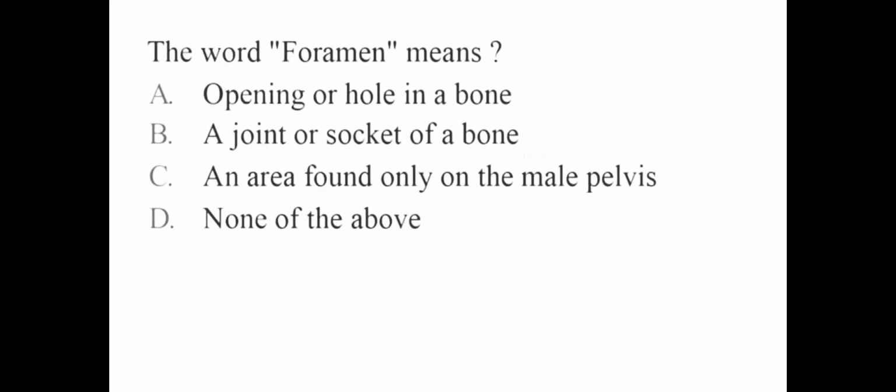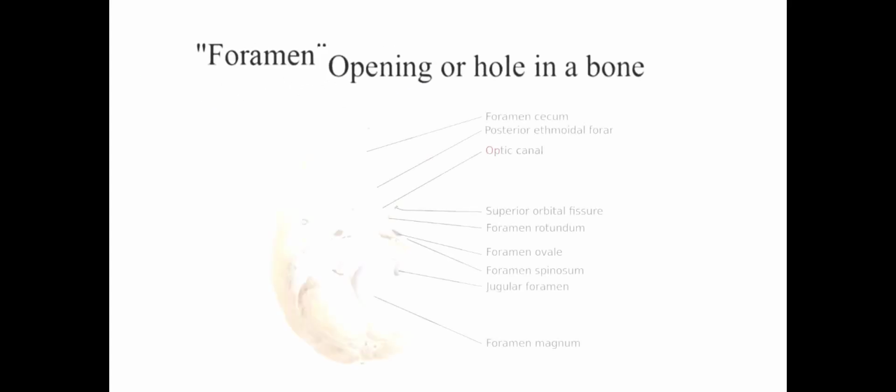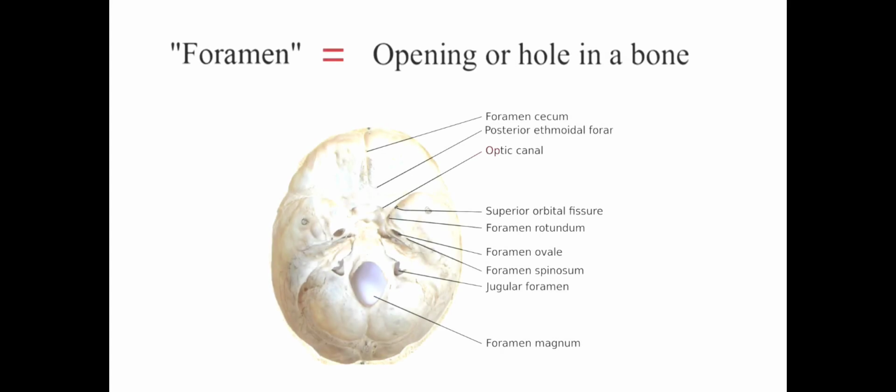The word foramen means A. Opening or hole in a bone. B. A joint or socket of a bone. C. An area found only on the male pelvis. D. None of the above. And the correct answer is A. Opening or hole in a bone. An opening, hole or passage, especially in a bone, is called a foramen.